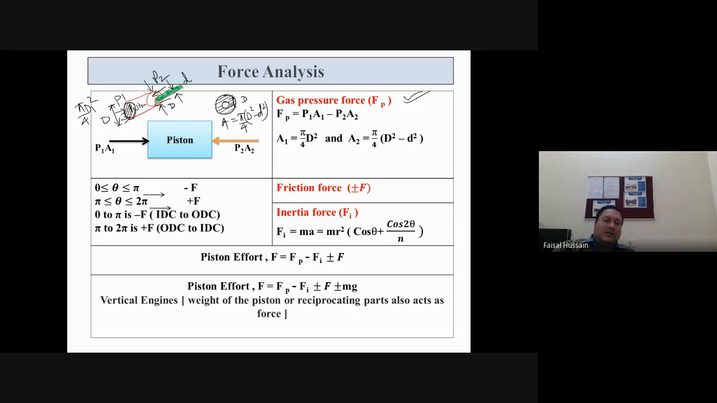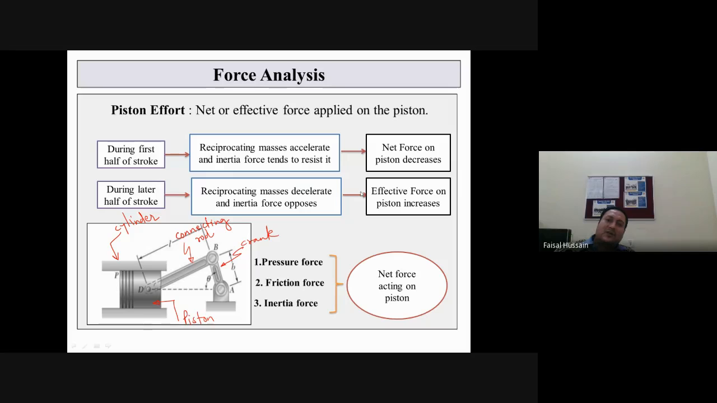Now let us come to the friction force. Now see here, I have written friction force plus minus F. It means that positive and negative signs have to be considered. Now the question is, sir, when do we consider this positive or negative sign? So if you have listened to the previous slide carefully, I have explained you that during the first half the reciprocating masses accelerate and during the next half reciprocating masses decelerate.